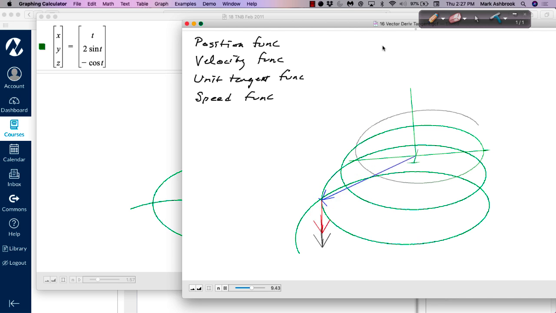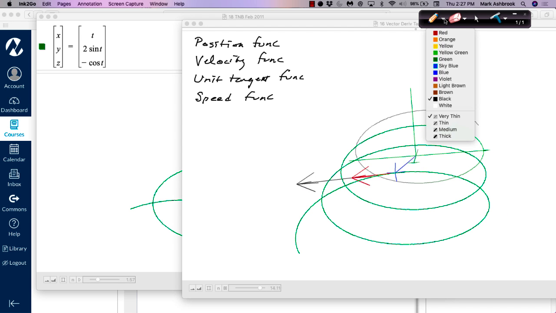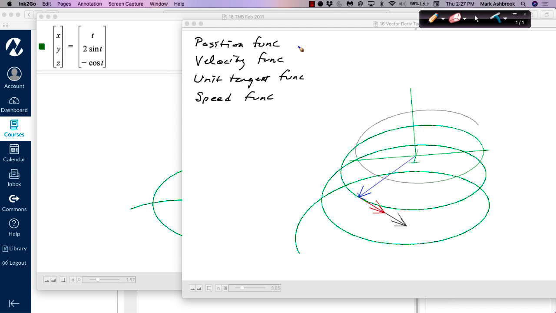Position function is? First of all, is it one of these three? The green is the curve, yes, that's true, but which of these vectors is it? The blue. It's the cross. So we'll do r of t, that's the blue one. The parameterization of the curve is the same as the vector function for the position. Are we good? That was the blue one.